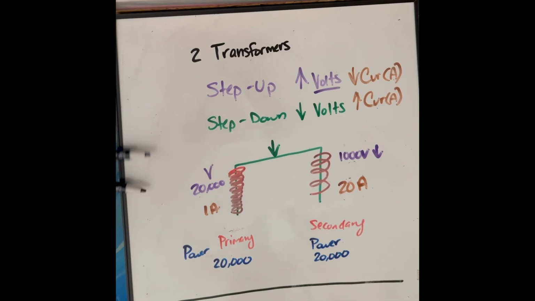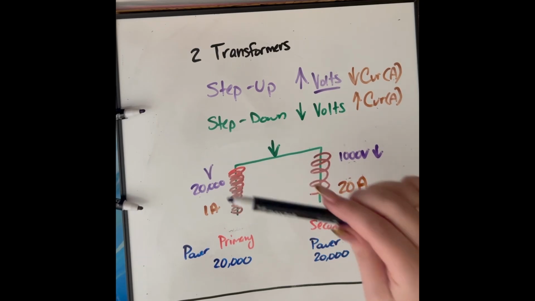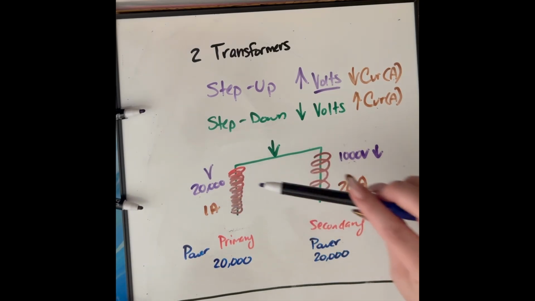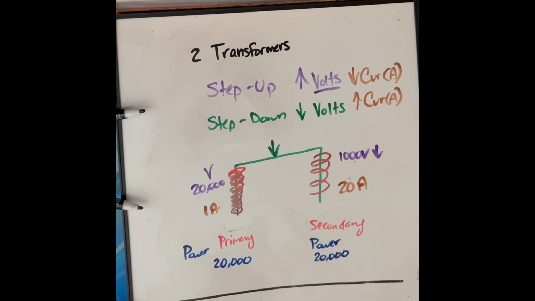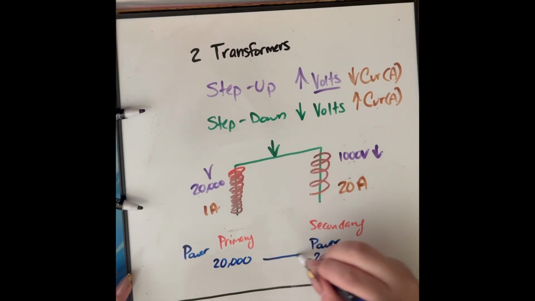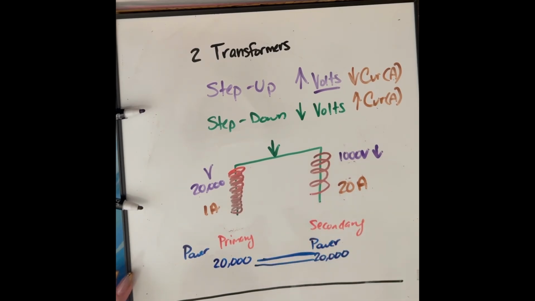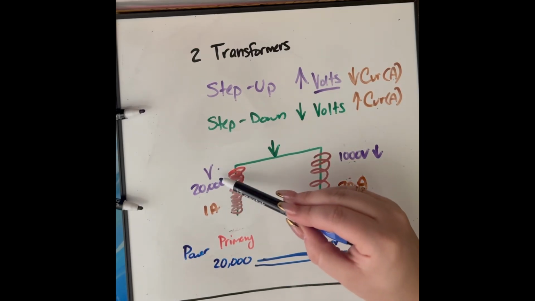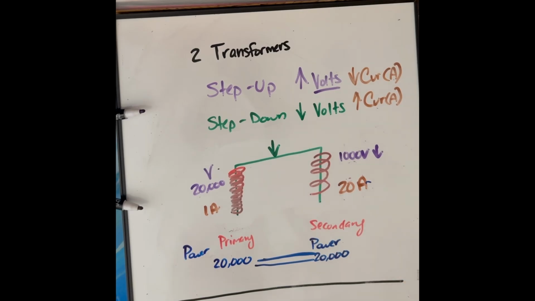So whenever you are asked on your test, what happens to the power if we change from a step up to a step down, or if we went from more windings to less windings, what happens to our power? Absolutely nothing. Your power should always be equal from one side to the other. What is actually going to change is, number one, our voltage, and whenever we change our voltage, we have to change our current.